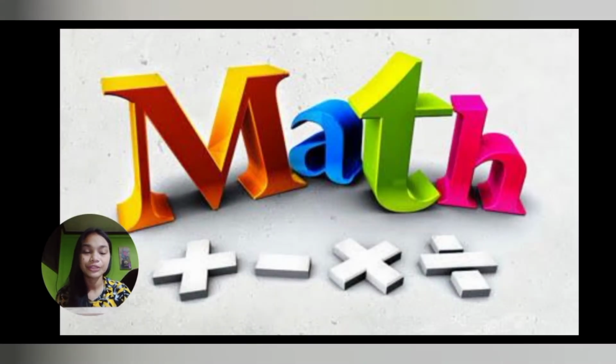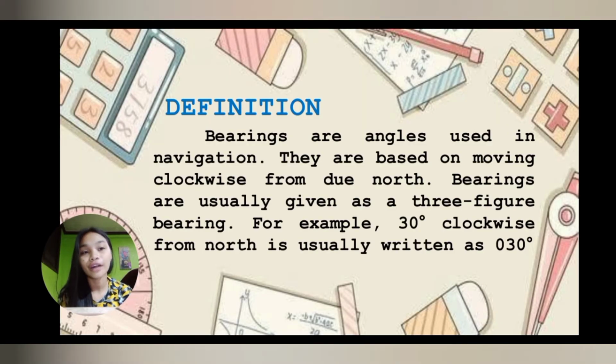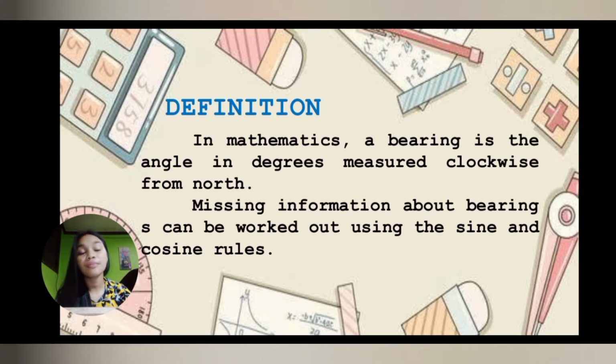Another video about learning. Our discussion for today is all about how to find the bearing. Definition: bearings are angles used in navigation. They are based on moving clockwise from due north. Bearings are usually given as three-figure bearings. For example, 30 degrees clockwise from north is written as 030 degrees. So in mathematics, a bearing is the angle in degrees measured clockwise from north.